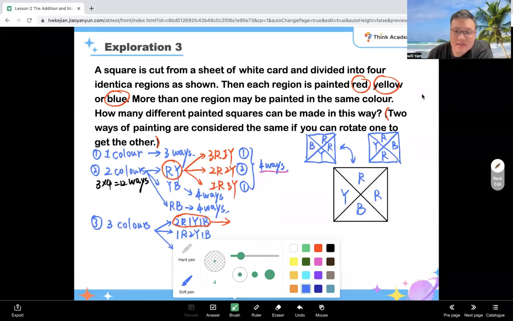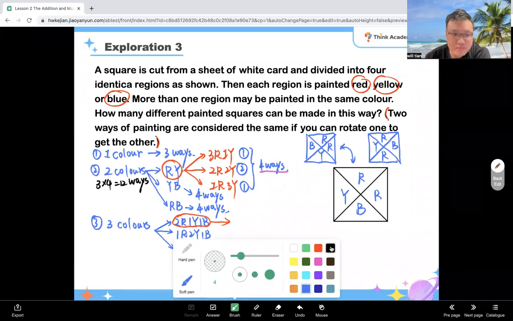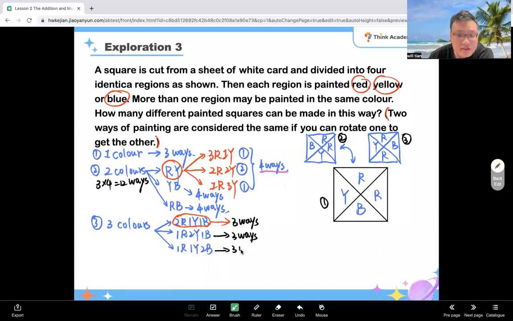So what does that mean, guys? Let's do some conclusion. So for this 2 red, 1 yellow, 1 blue, how many different ways that you can arrange them in total? 2 red, 1 yellow, 1 blue. How many ways are there? 3 ways, right? This is number 1, number 2, number 3. So you have 3 different ways to do that. Since this one is 3 ways, this will be 3 as well. And this will be 3 because they're all the same.